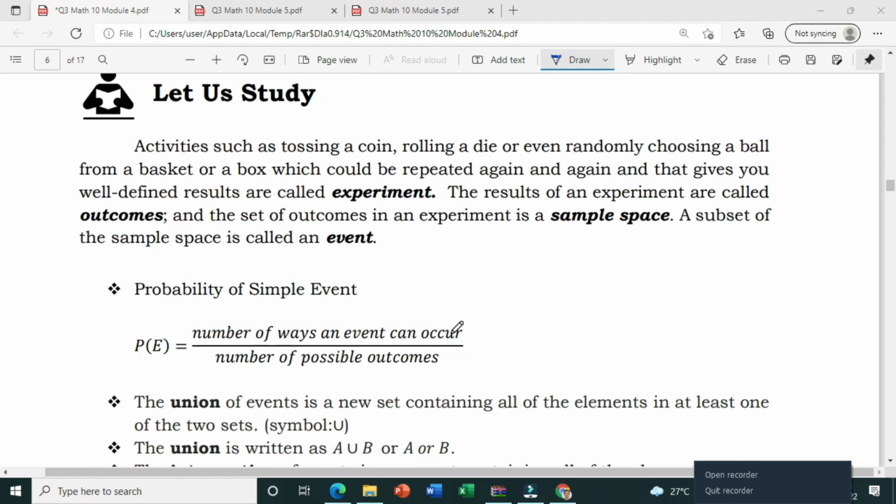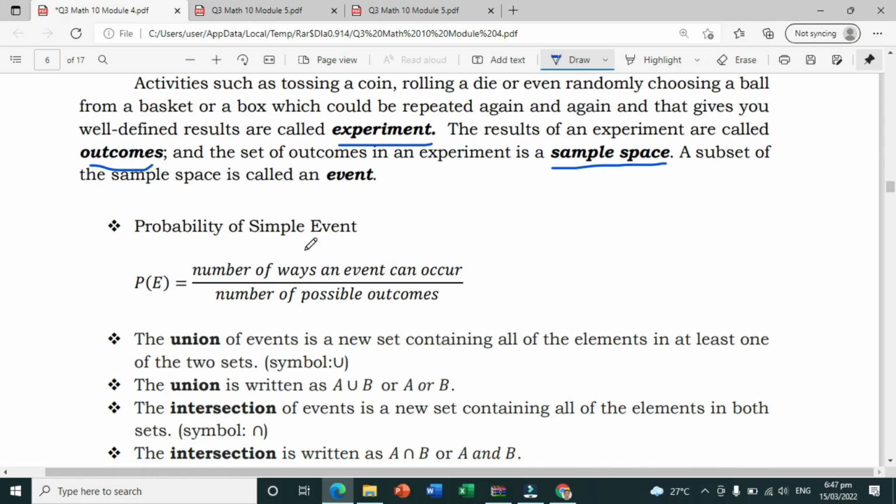Okay, so let us study. Activities such as tossing a coin, rolling a die, or even randomly choosing a ball from a basket or a box, which could be repeated again and again, and that gives you well-defined results, are called experiment. The results of an experiment are called outcomes. And the set of outcomes in an experiment is a sample space. A subset of the sample space is called an event.